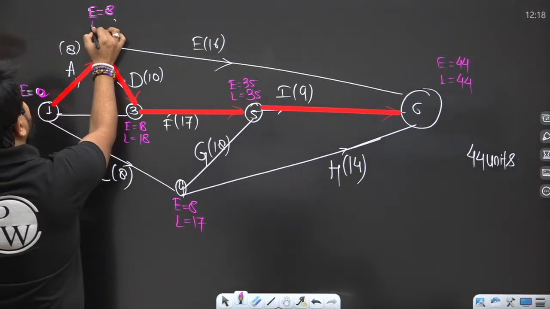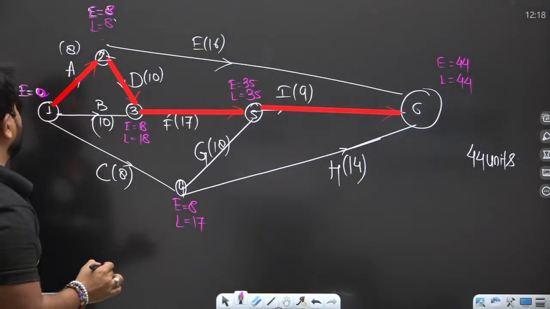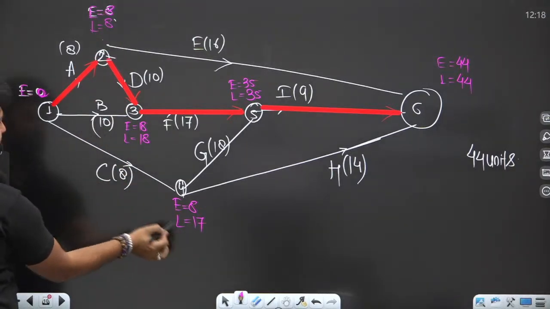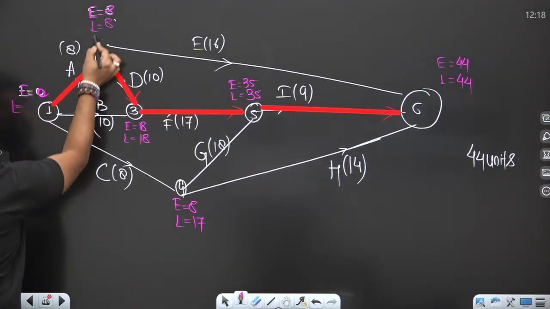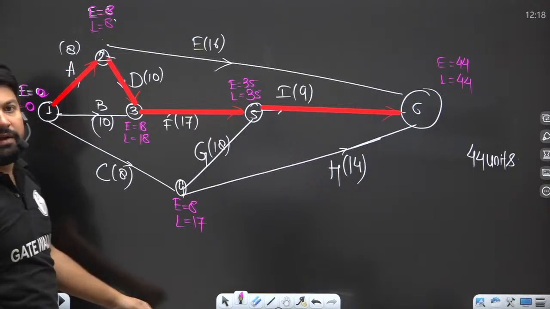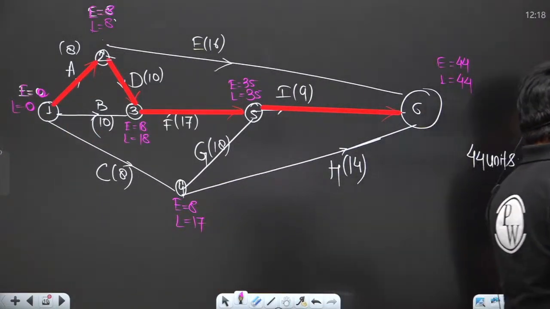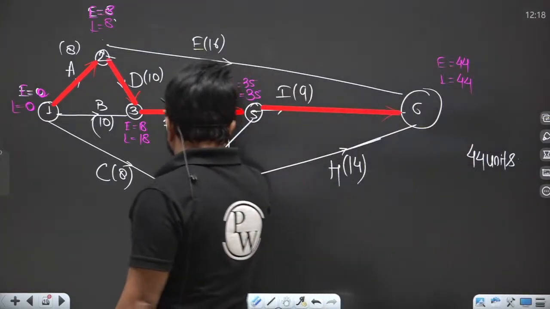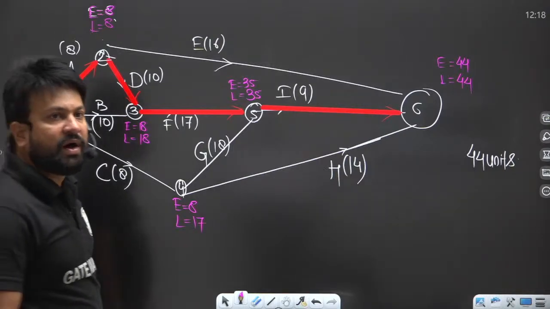The minimum value we have to take is 8. Now you can reach here by three ways: 8 minus 8, 18 minus 10, or 17 minus 8. The minimum is 8 minus 8, that is 0. Am I clear? This is the earliest and latest time of each event. You can see on the critical path, E and L values are the same.